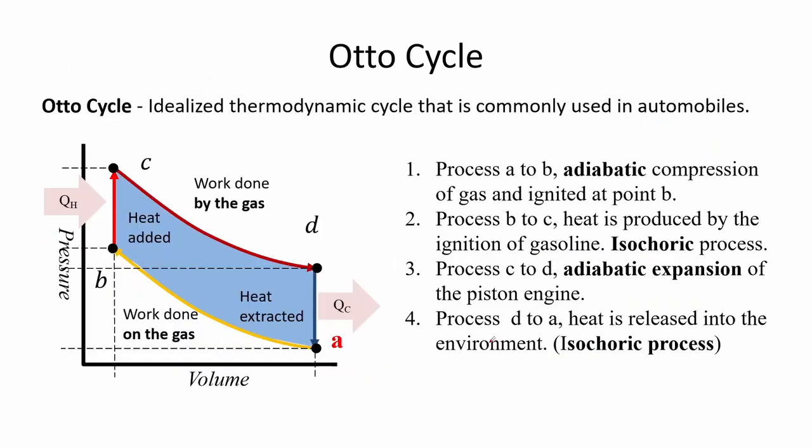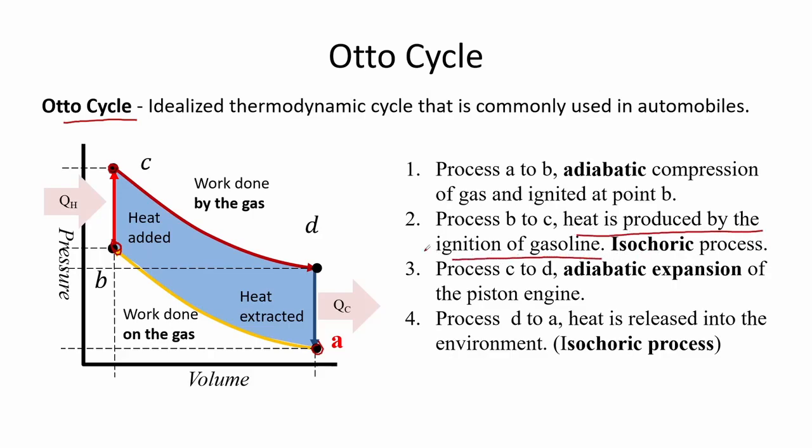An Otto cycle is an idealized thermodynamic cycle that is commonly used in automobiles. The system begins with process A to B, which is an adiabatic compression of gas, and it is ignited at point B.